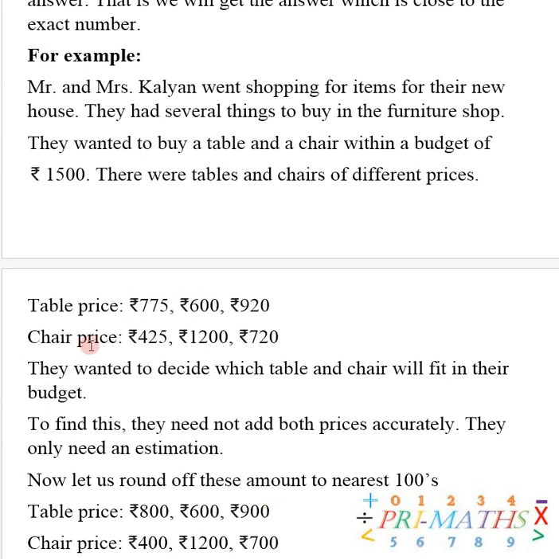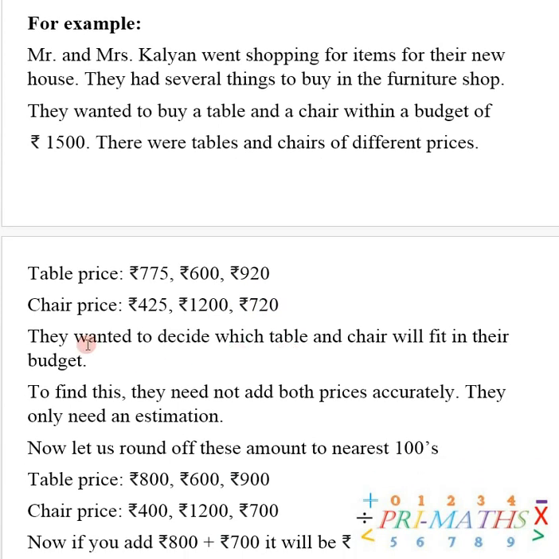And the price of chairs, if you see, 425. This 2 in the tens place, it's a weak number. So this 4 will remain the same and this 25 together will become 0. So this number is going to be 400. 1200 is already a rounded off figure, so it will remain the same. Again 720, the 2 in the tens place is a weak number. So this 20 will become 0 and this 7 will remain the same. So 720 will become 700.